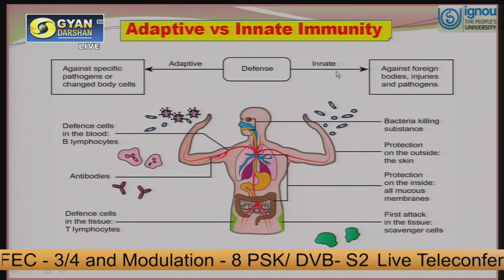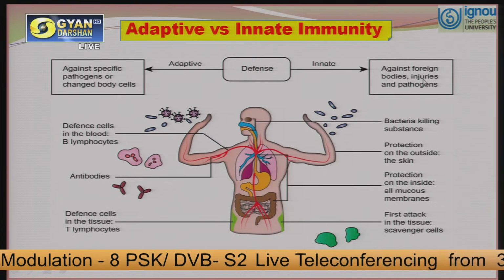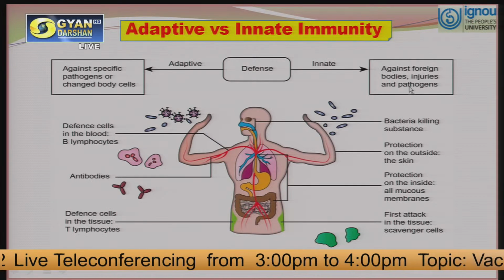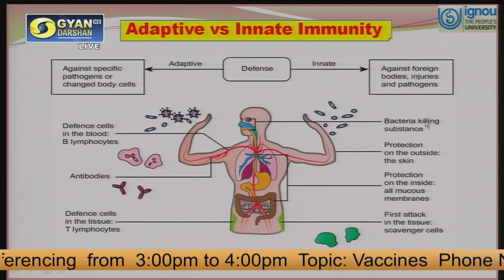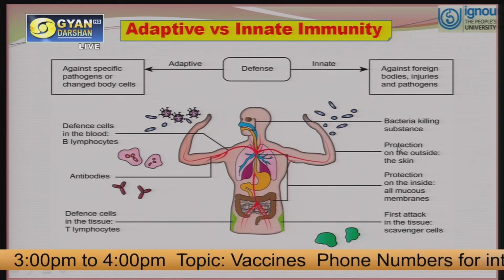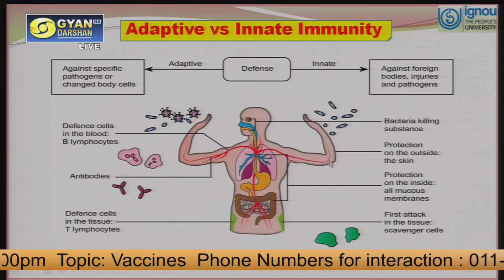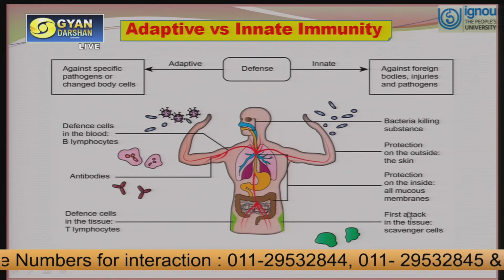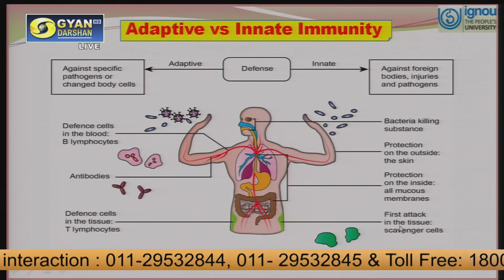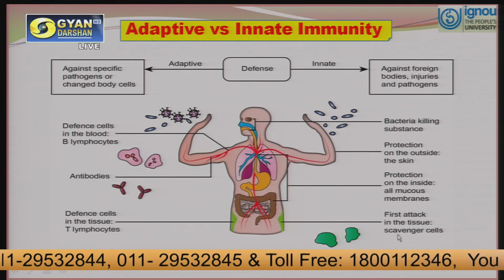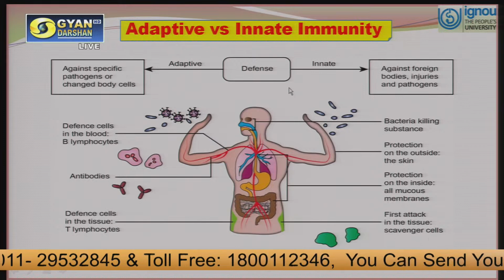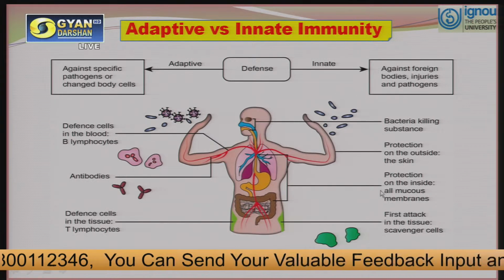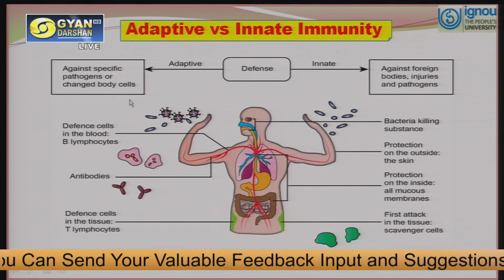Another is innate immunity, against foreign bodies, including injuries and pathogens. It includes bacteria-killing substances and secretions on the outside of the skin, protection up to the inside mucous membrane, and first attack in the tissues by scavenger cells. So you can see here, it is innate immunity. Basically it is there from birth. It is not adaptive immunity.